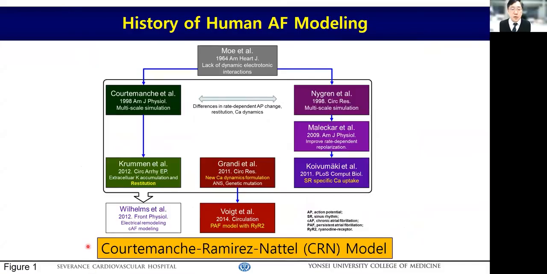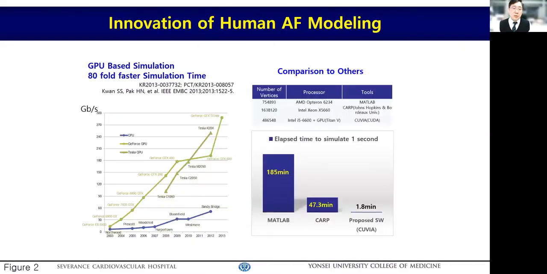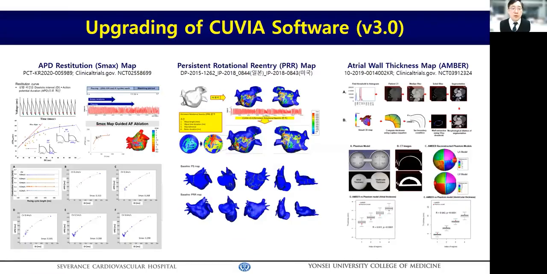Currently, we are using the Courtemanche-Ramirez-Nattel model in our research. In spite of the long history of human AF modeling, the high burden of computational power has been a hurdle for clinical application. However, we adopted the GPU system in 2013 and drastically reduced computational time, which is applicable to clinical medicine. Recently, we upgraded our AF computational modeling software, Cubia, to display an APD restitution map, which reflects passive wave break and persistent rotational reentry of phase singularities, in addition to dominant frequency sites.